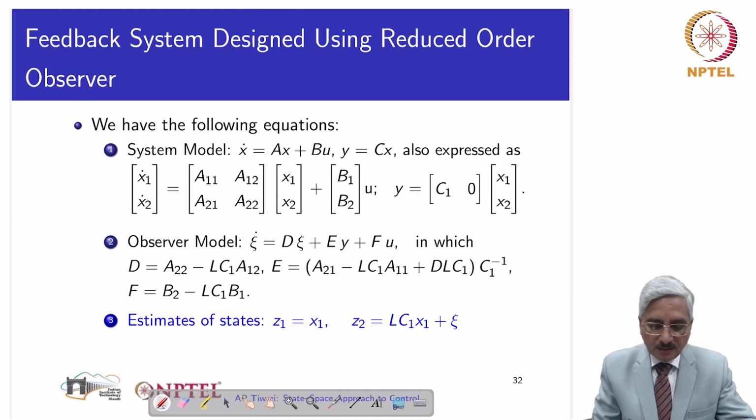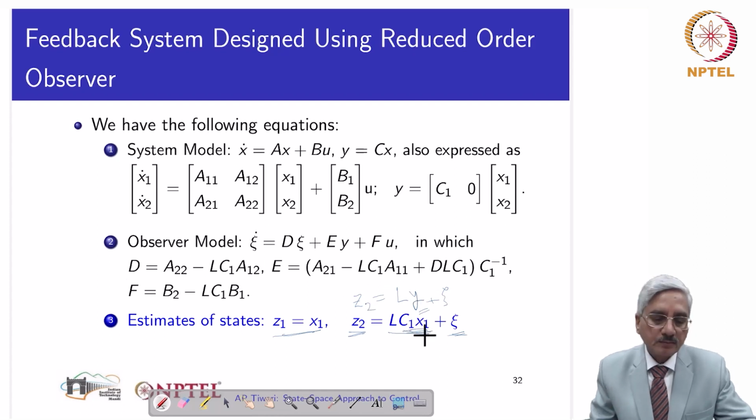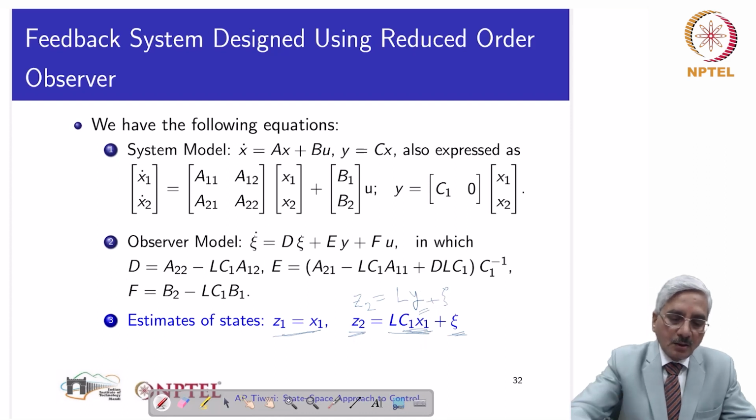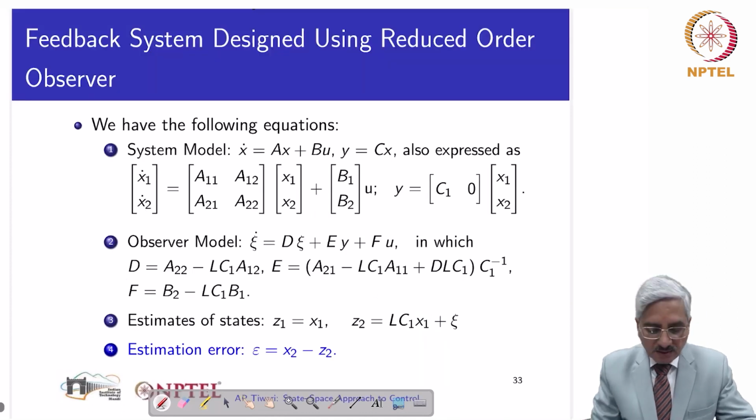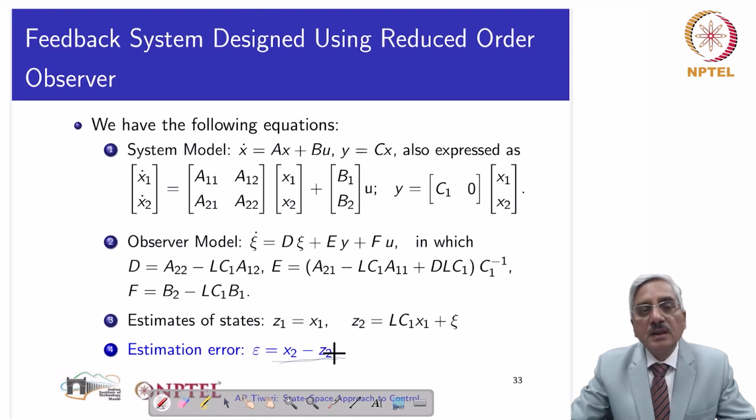And then we said that Z1 is the same as X1 and Z2 is xi plus ly, and because y is C1 X1, Z2 is LC1 X1 plus xi. Z2 was ly plus xi, and in place of y we substitute C1 X1 to get this. And the estimation error was defined as the difference of actual system state X2 minus the observer state Z2.